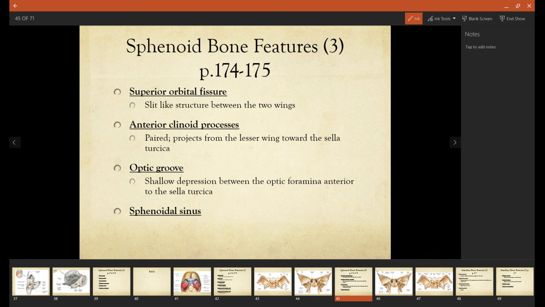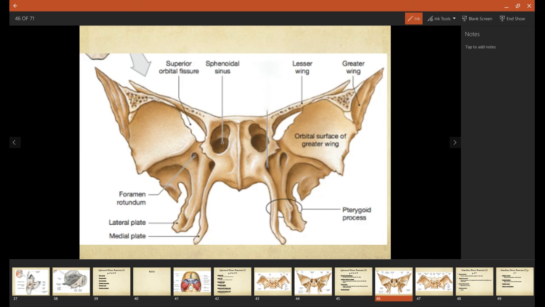We also have the anterior clinoid process, and there is one on each side. These are just points found on the lesser wing that are facing towards the sella turcica. The optic groove is just a narrow little groove that runs between the two optic foramen. And then in the sphenoid bone, we can also find a sinus, just called the sphenoidal sinus.